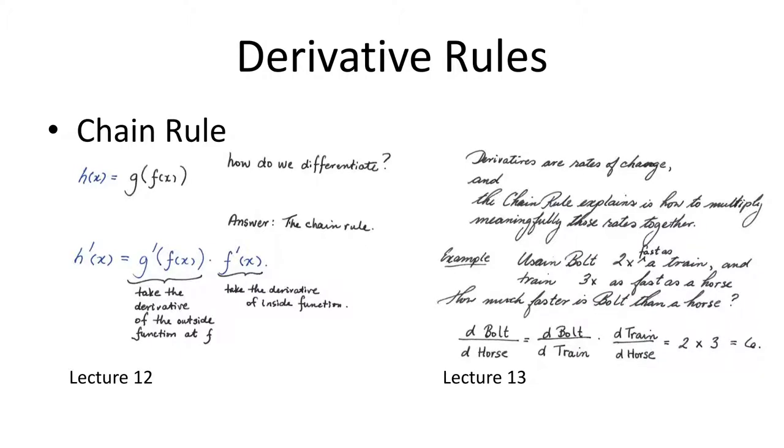We also have the chain rule. If you have a function that is composed of another function, we take the derivative of the outside function, leave the inside function alone, times the derivative of the inside function. This was from lecture 12, and this was from lecture 13, which was that the chain rule explains how to meaningfully multiply rates together. We had that example of Usain Bolt. If we wanted to look at how much faster Bolt was than a horse, we had dBolt over dhorse, and we saw that if Bolt was 2 times faster than a train, and a train was 3 times faster than a horse, then he was 6 times faster than a horse.